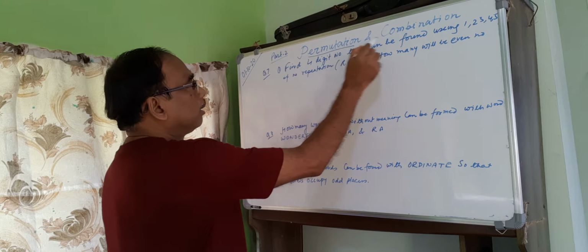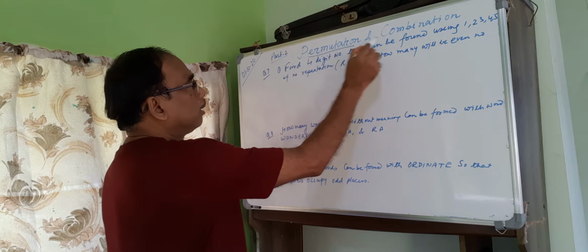There are 4 vowels and 4 odd places. Therefore, 4 vowels can be placed in 4 odd places in 4P4 ways. That is factorial 4. That is 24 ways.